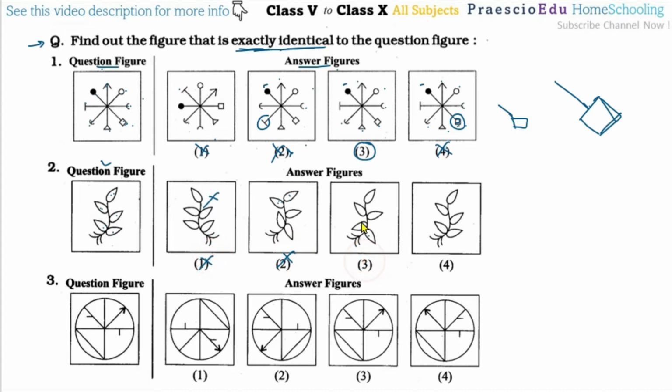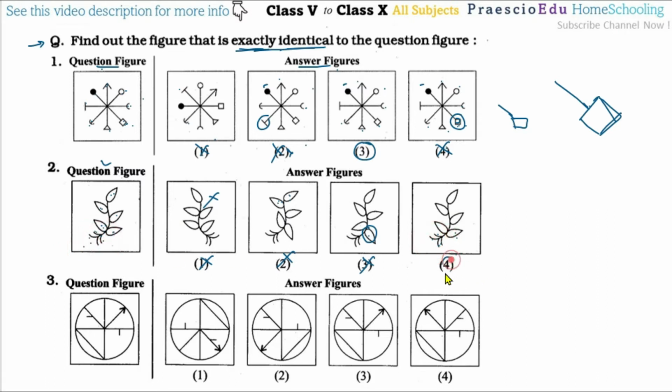Now option number 3 can be identical as per the leaves, but this figure here is downward, whereas in the question figure it is in a different direction. So option number 3 is incorrect. Now option number 4 is identical. Like this we have to observe; these 4 curves are also identical.